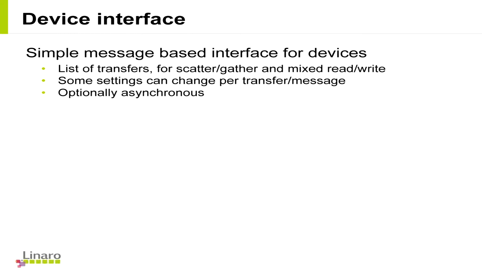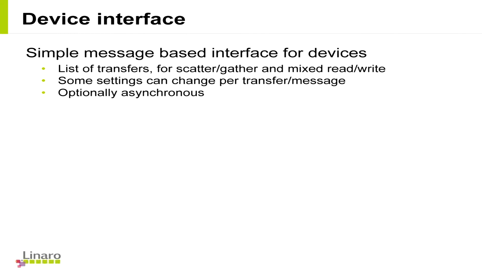The reason why we can have multiple transfers is so that we can implement scatter-gather. So we can take data from several places and put it on the bus, or take it off the bus and put it in several places. It also allows us to mix read-only and write-only sections of the message. So if you're doing a read from a device, you'll typically send some sort of command to the device and then read the data back in a follow-up transfer.